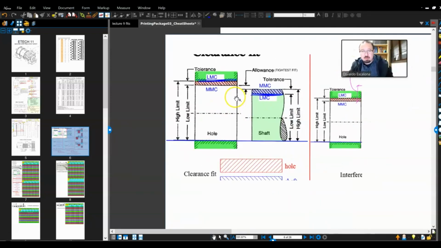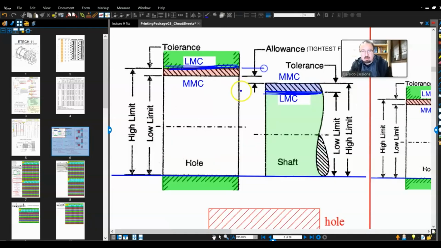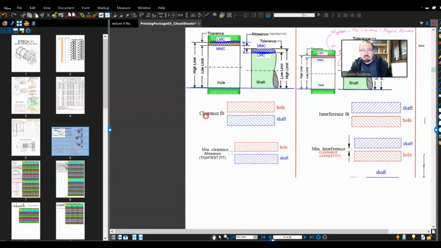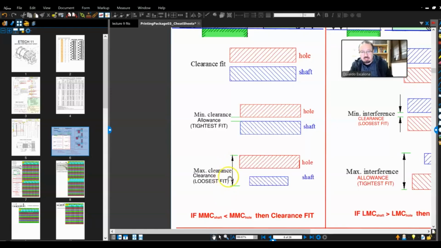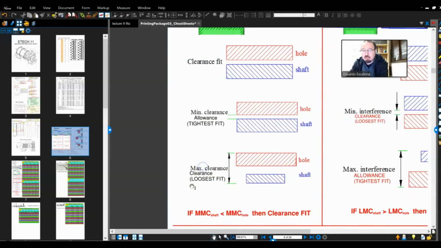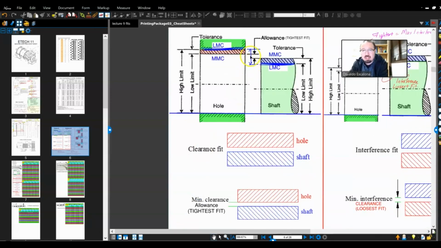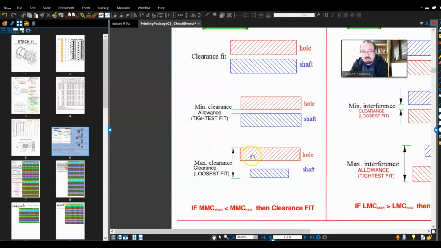And this is what you guys notice if I were to say, okay, what is that? Well, it will be from here to there, right? That will be the maximum amount of leeway that you will have. We call that the maximum clearance, or we also call it the loosest fit. Looking at the tolerances by themselves, you guys can see how I measure from the top of the red to the bottom of the blue. It's pretty much what you guys see here, right?